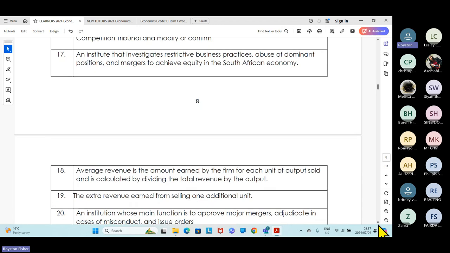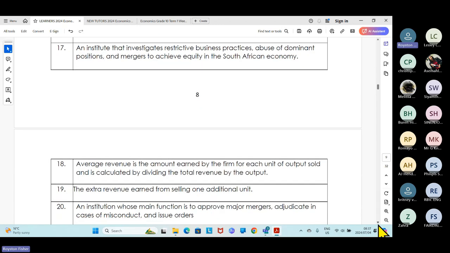Number 17, an institute that investigates restrictive business practices, abuse of dominant positions, and mergers to achieve equity in the South African economy. Santa Claus says that's the Competition Commission. And St. Andrews also says that's the Competition Commission. And both schools are correct. Well done. Thank you. Number 18.